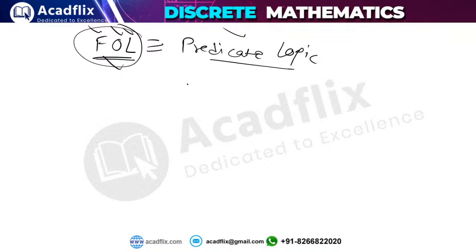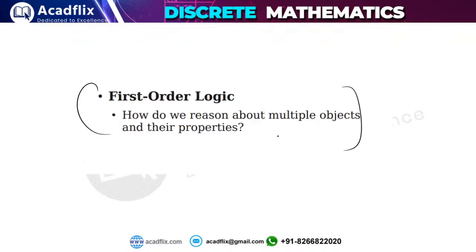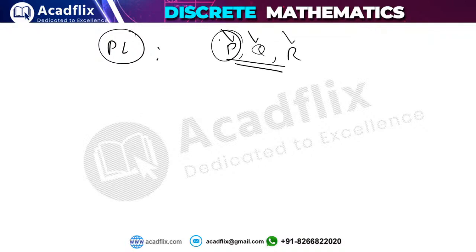What is first order logic? In first order logic, we talk about objects. If you remember, in propositional logic we are talking about propositions. We have proposition P, proposition Q, proposition R. For example, proposition P could be my name is Deepak Punia. Proposition Q could be my name is Kapil. Proposition R could be my name is Sachin. So you can see these are different propositions.